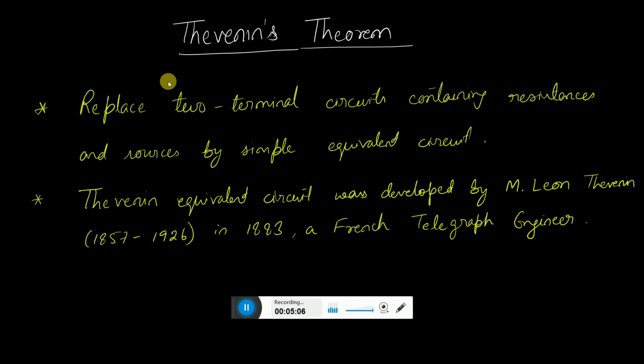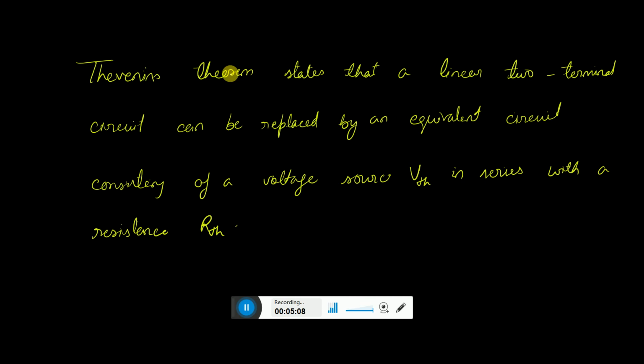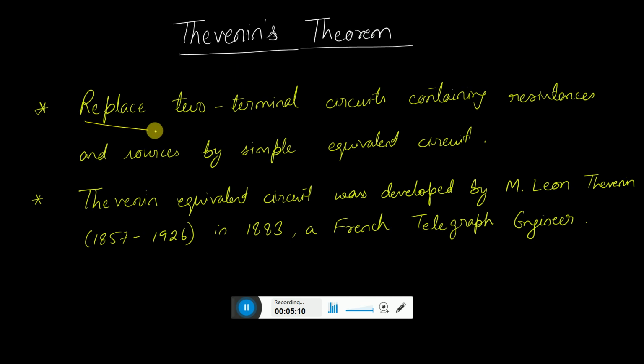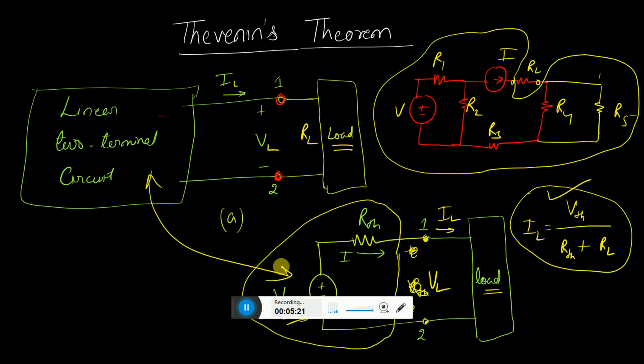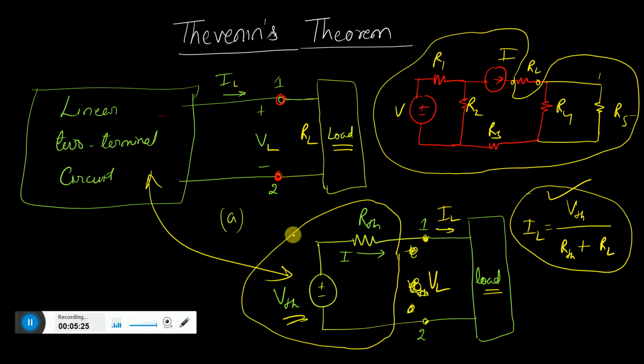Thus we can say that Thevenin's theorem replaces a two-terminal circuit containing resistance and source by a simple equivalent circuit. The circuit that you have seen here is nothing but a simple equivalent circuit of it. So the term is the equivalence here.